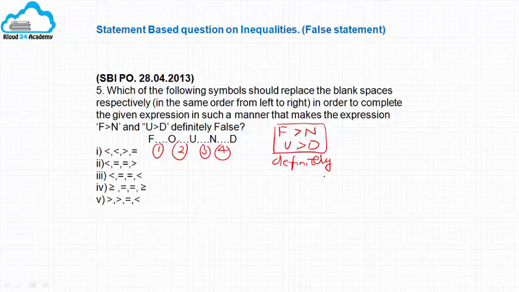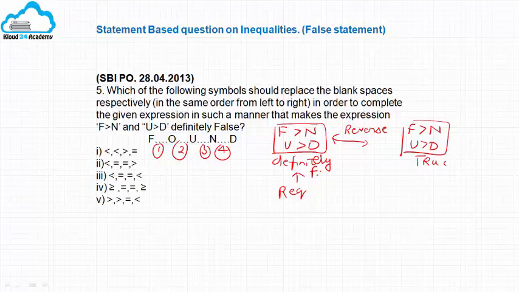How to solve this question? Reverse or eliminate. What will we eliminate? We'll eliminate the cases in which f greater than n, u greater than d are true. This is what we require. F greater than n, u greater than d to be definitely false. What we'll do? We will find the cases in which f greater than n and u greater than d are true, and then we'll eliminate it, just like the previous question. So let's find out the cases.